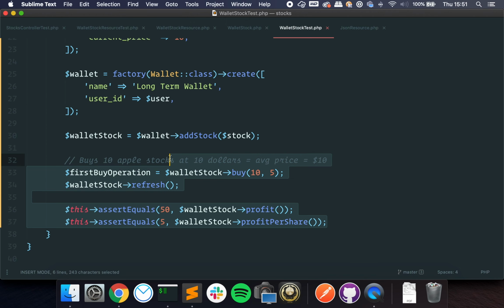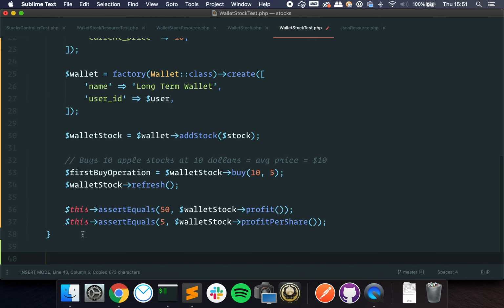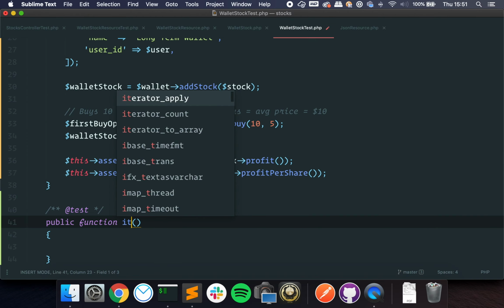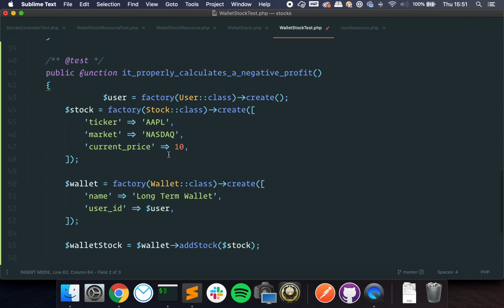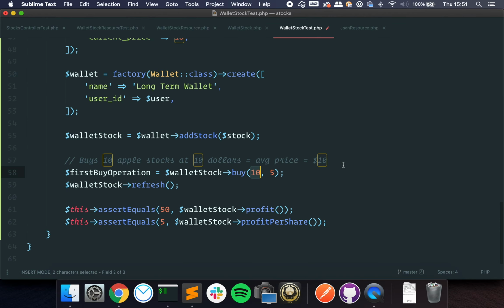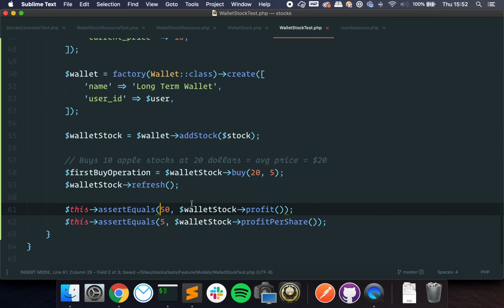Let's copy this and create a situation where we are losing money. So let's say it properly calculates a negative profit. So current price is 10. Let's say we bought it at 20. So we are losing $10 per share. Okay. It should be minus 50. This is wrong.